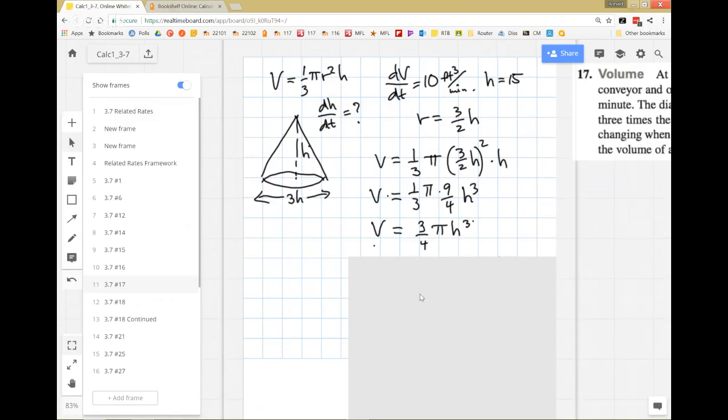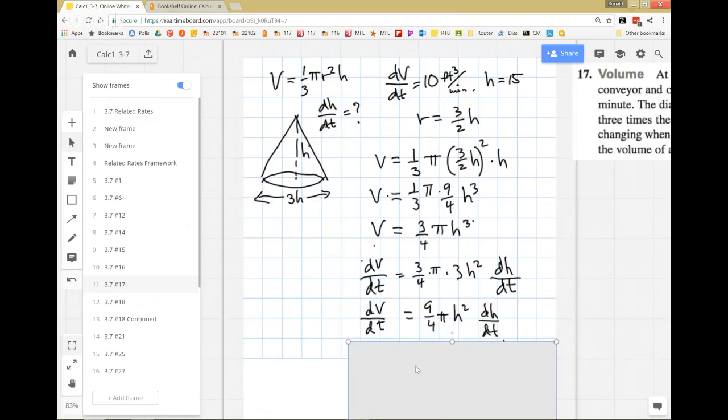Okay, so now we do the implicit differentiation. So dV/dt, then we do the power rule, bring that 3 down and lower the power by 1, h squared, and then we need to use the chain rule on h, dh/dt. We can bring that together. What's 3/4 times 3? 9/4. And okay, so there it is.